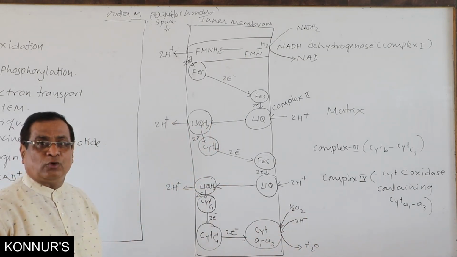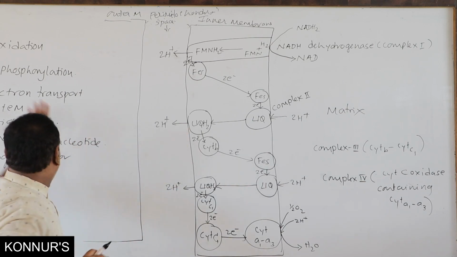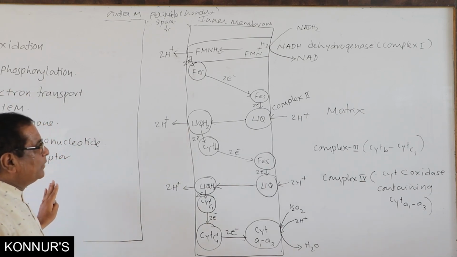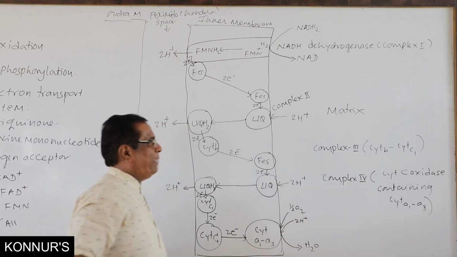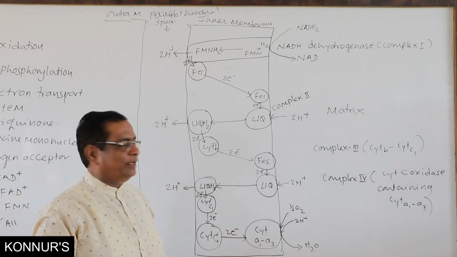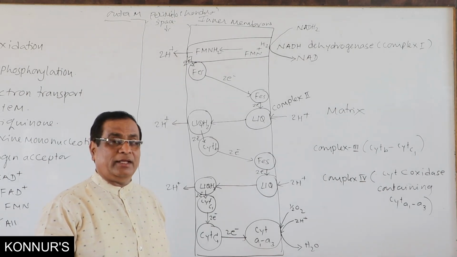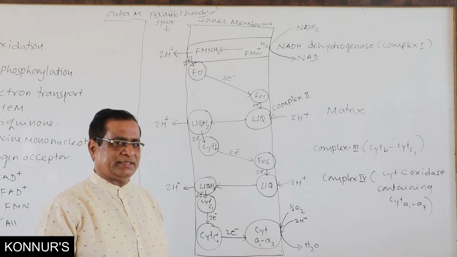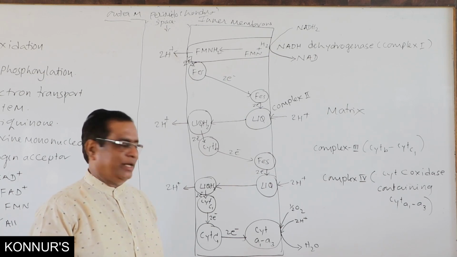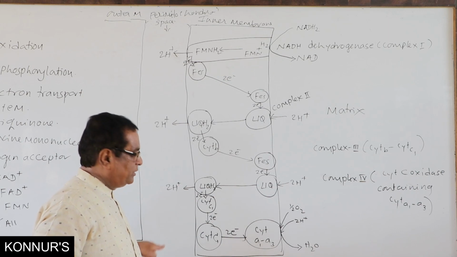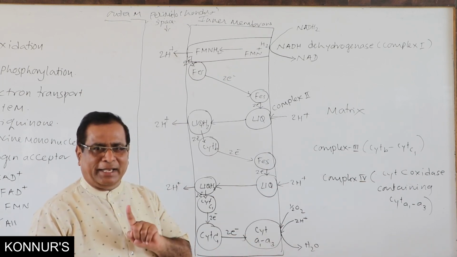That is in the fifth complex. I did draw here, I am going to draw here as well. When these 2 protons are pumped back into the matrix through the F0 F1 complex, there is formation of 1 ATP. When 2 protons are pumped back, 1 ATP.